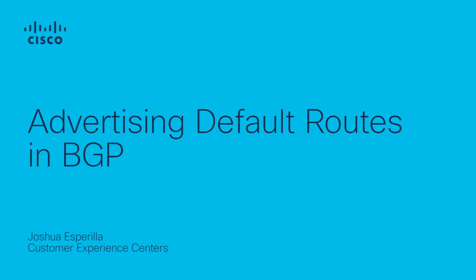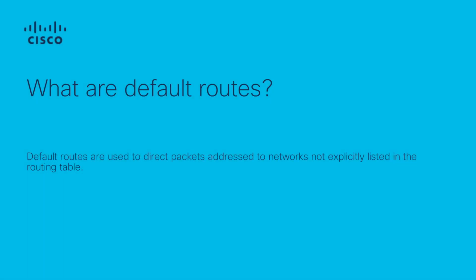In this video, I will show you ways to configure a router running BGP to advertise a default route to its BGP peers. Default routes are used to direct packets addressed to networks not explicitly listed in the routing table. Default routes are invaluable in topologies where it is not desirable to learn all the more specific networks.